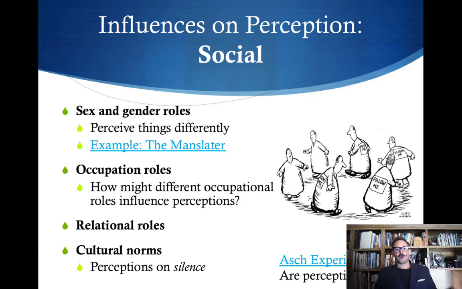Then there are the broader influences on our perceptions, and this is society. Society as a whole places certain expectations on us, which influence our perception. So think about sex and gender roles, and what society says about our roles based on our sex or gender. Occupational roles also influence our perception. You might think about how various occupational roles influence how individuals view the world and organize information. There are relational roles, cultural norms. All of these things can influence our perception.